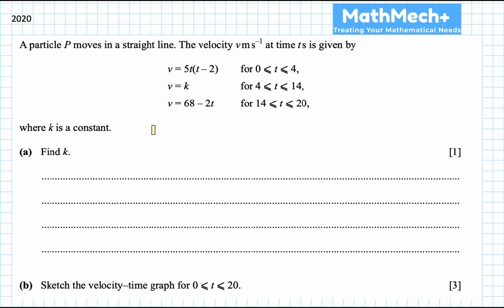In this lesson, we are looking at general motion in a straight line. We have a particle P that moves in a straight line, and there are three different stages, it appears. Our first question, we're looking for k. K is a constant, and we're being given time and velocity for the three stages.